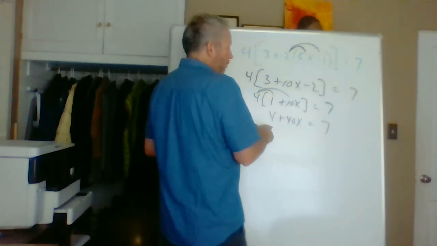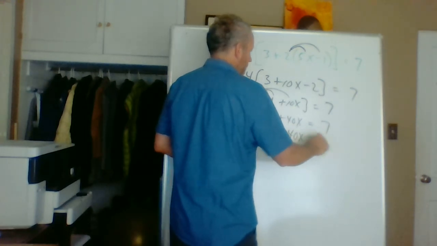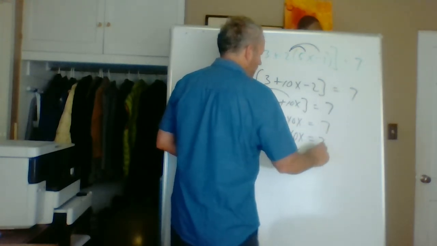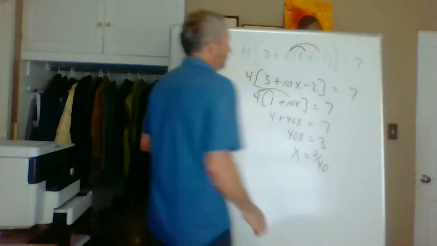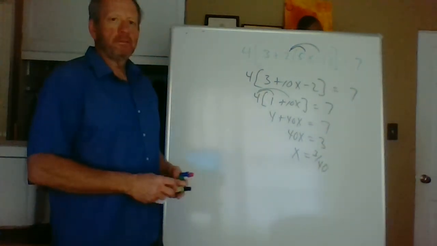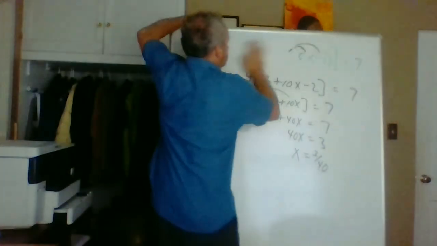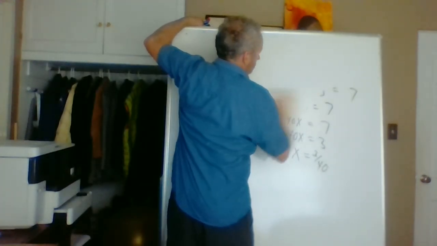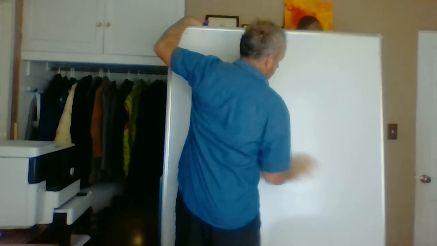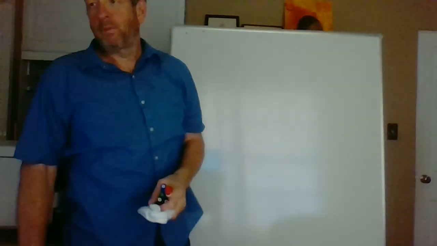Let's subtract 4 from both sides and divide both sides by 40. Not too bad. Okay, next problem. That was number 4.